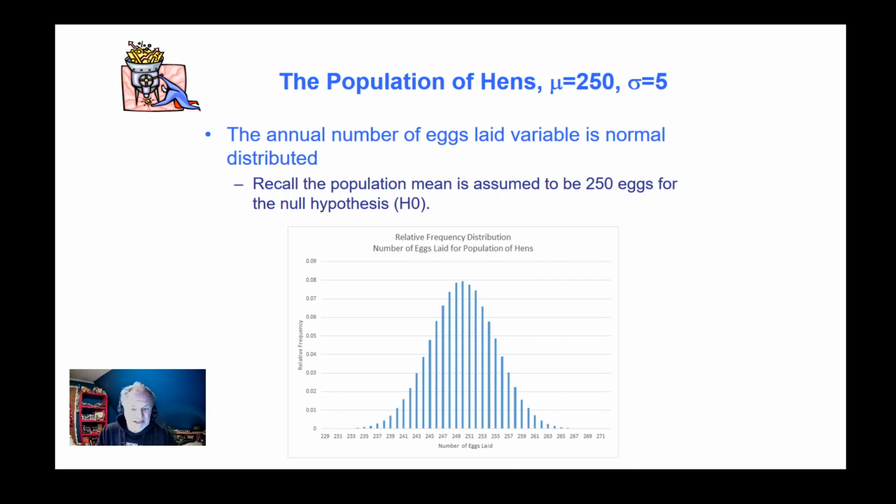The annual number of eggs laid in the population is normally distributed. So the population mean is 250 eggs for the null hypothesis. Here is the population: the average is 250 eggs with a standard deviation of 5. So there's a chance I could get a hen that only lays 233 eggs instead of 250. And it is normally distributed.